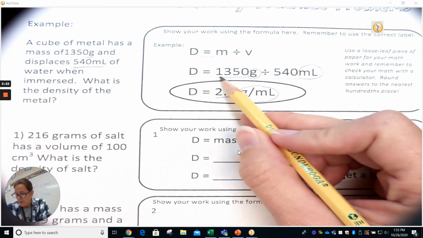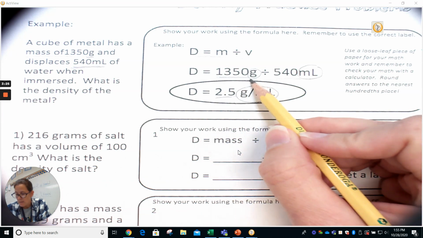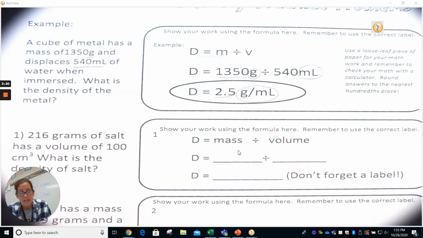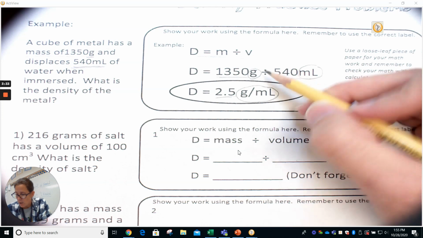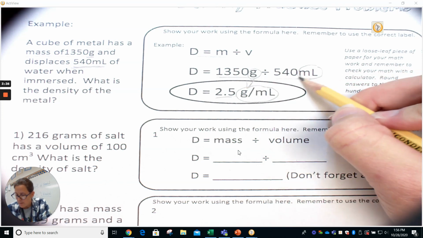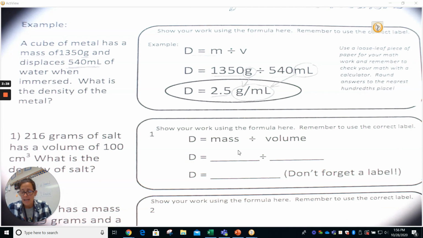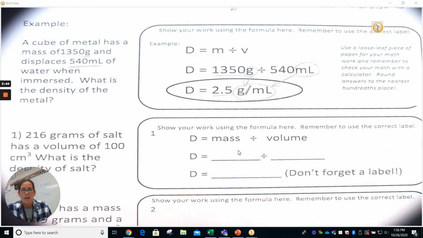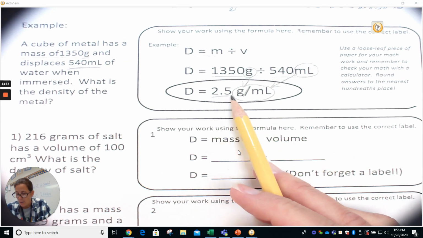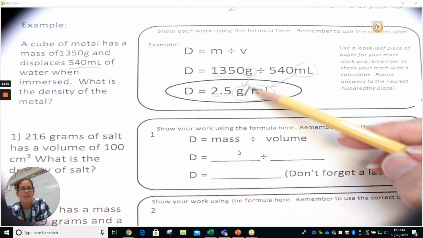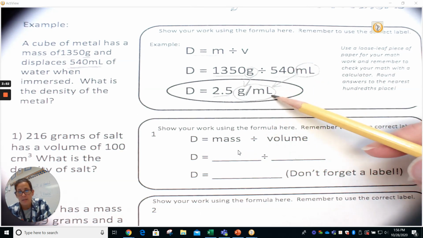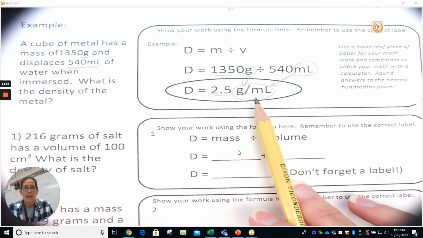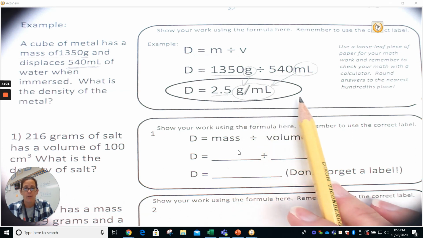So we have 1,350 grams divided by 540 milliliters. Our answer that we got on the calculator was 2.5, and all we have to do is drop both of these units down and put the slash in between them, okay? When we read this, I'm going to say 2.5 grams, and then the slash is going to be per, and then I'll say milliliter. So the answer is density equals 2.5 grams per milliliter, okay?